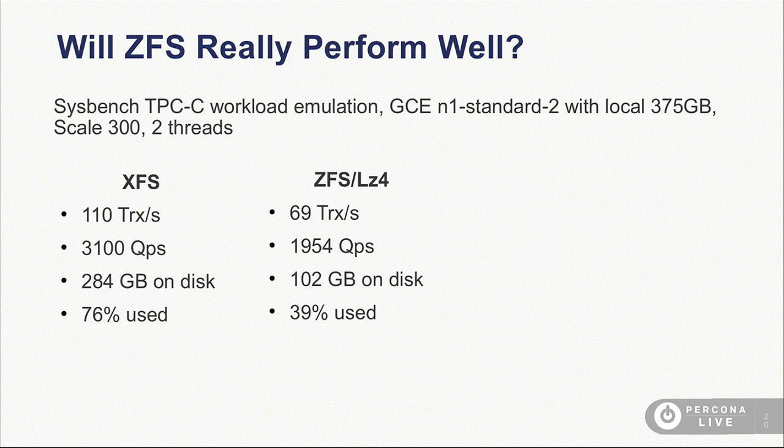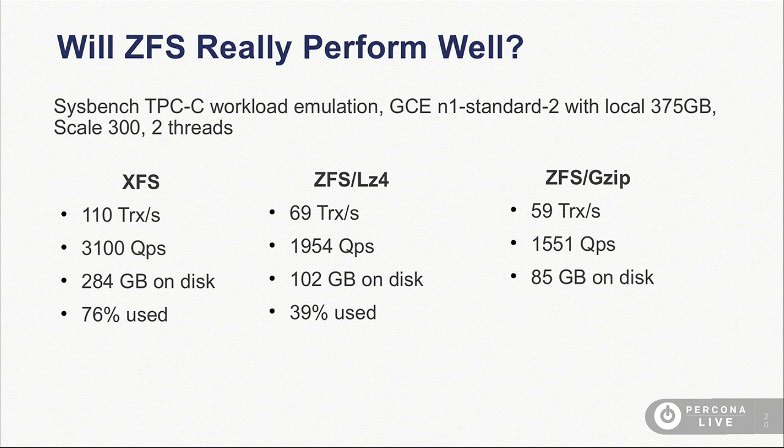If we push a bit harder, let's use gzip, we're down at nearly half the original performance, but the data set is now 85. So there's a trade-off there. Of course, gzip is much slower and it's a heavy read and write load, but now you're using only 26% of the storage. So there's quite a good gain there.